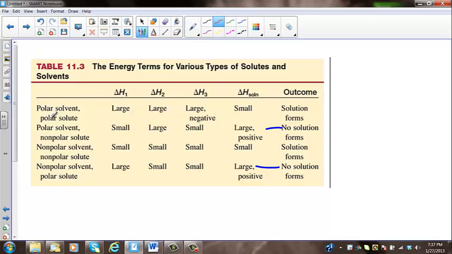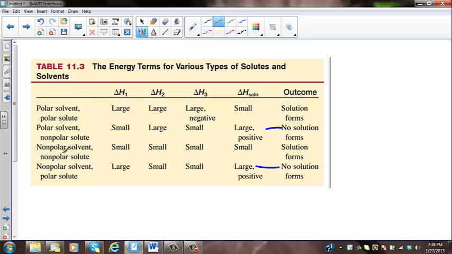Here you can see what happens when you mix various types of solute and solvents. Here, if you have a polar solvent and polar solute, you wind up with a very small delta H of solution overall, and the solution forms. Here you have a polar solvent and nonpolar solute. So your net result after breaking apart the solvent and the solute and then them trying to join is large and positive. Therefore, no solution forms.